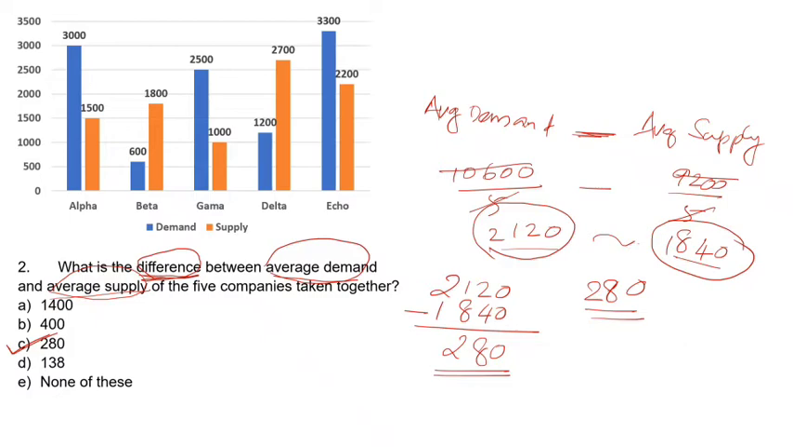Okay, so average means what? Total divided by total number of companies. So here we have already seen the total number is 10600. So accordingly, you can mark it, and then we'll go to the next question.